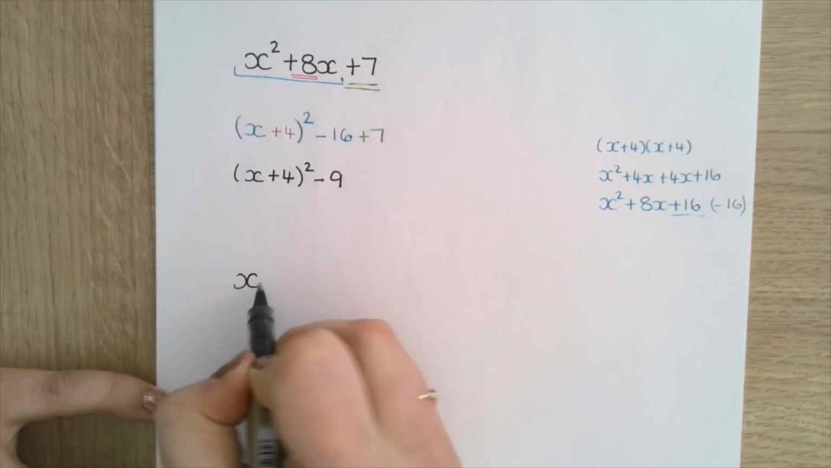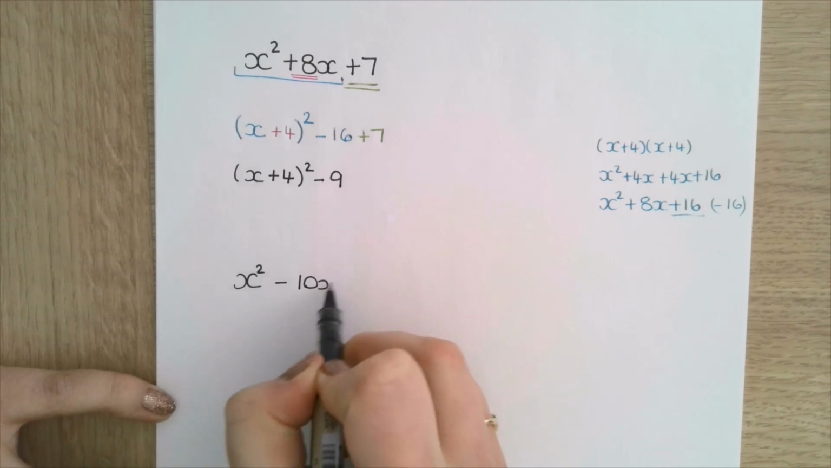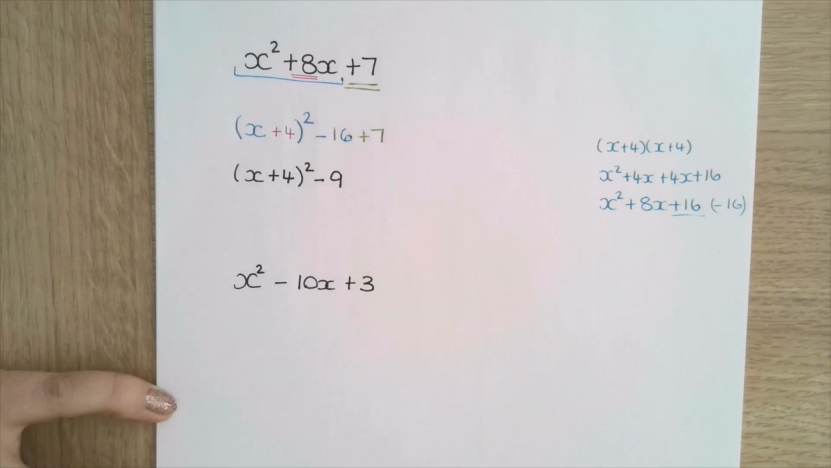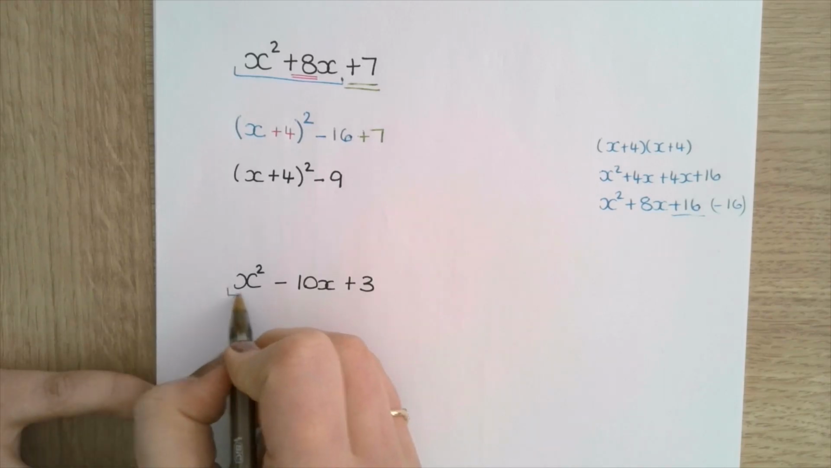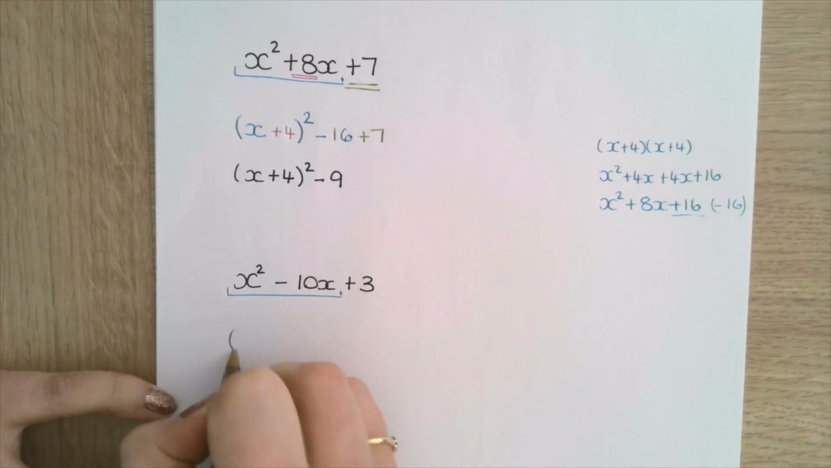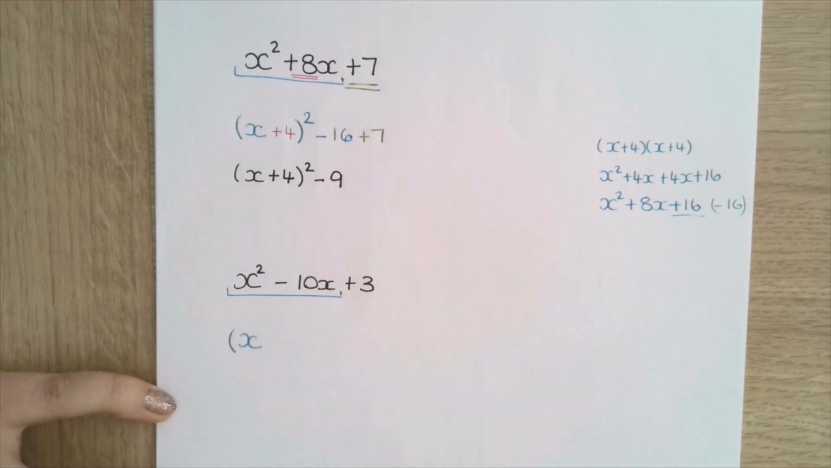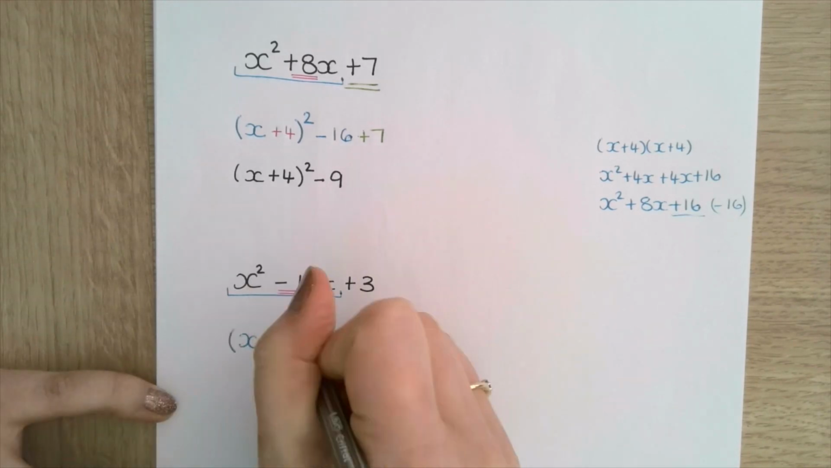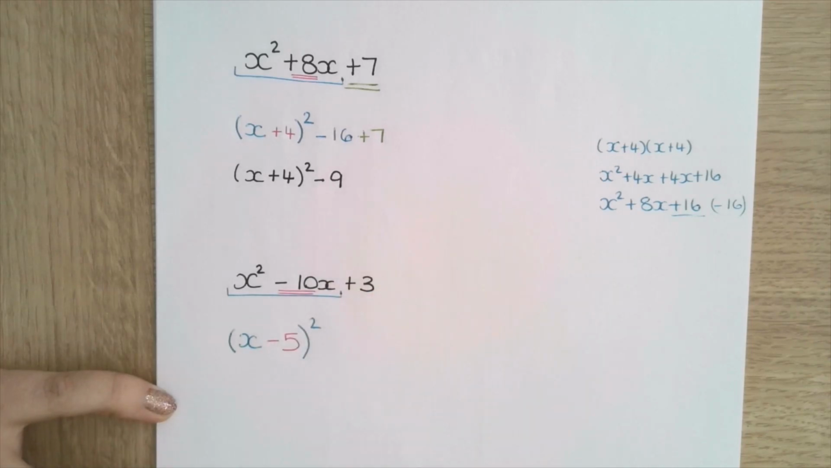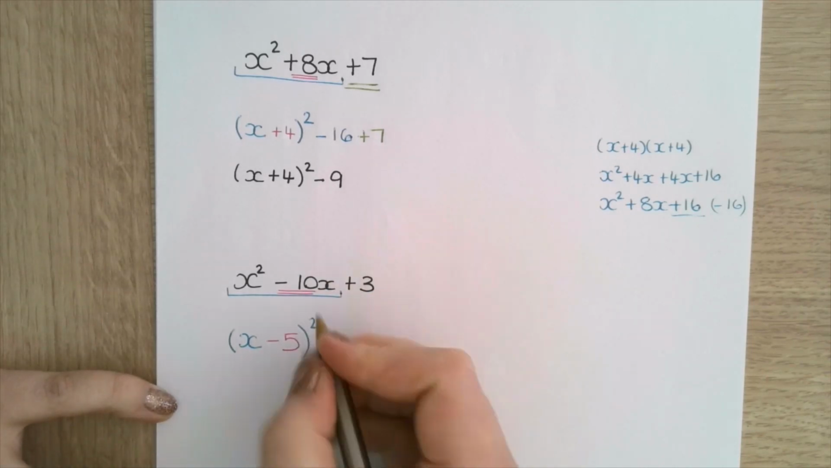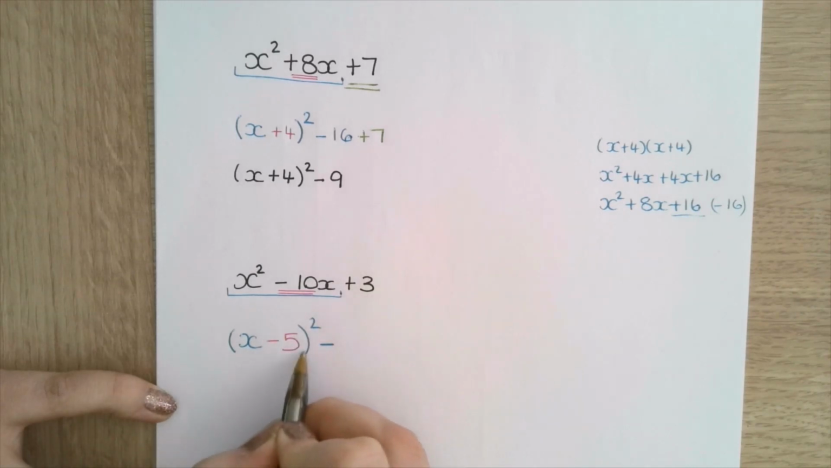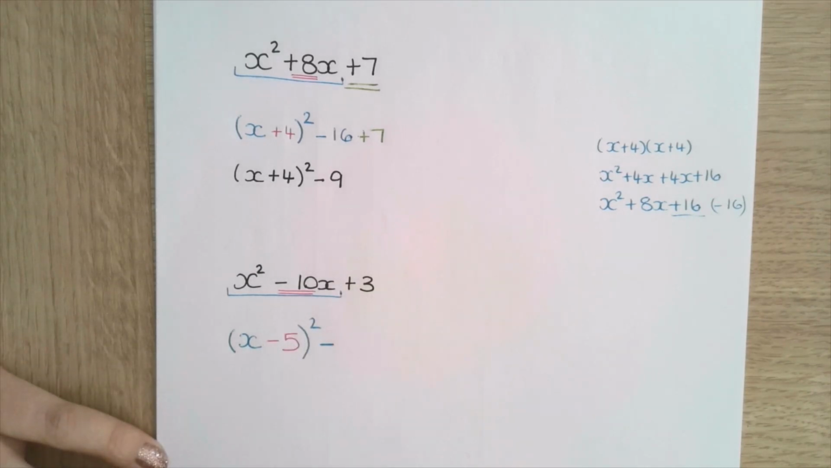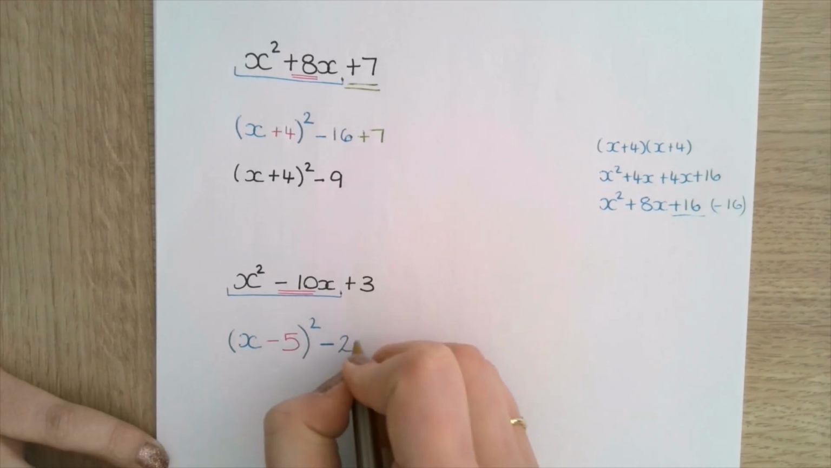So my next one is x squared minus 10x plus 3. I need to complete the square on this. So looking at these first two terms, opening the bracket, x. Now here my coefficient is negative 10. Half of negative 10 is negative 5. Close my bracket and square. What I now need to do is subtract this number squared. So minus 5 squared is positive 25. So I need to subtract 25.